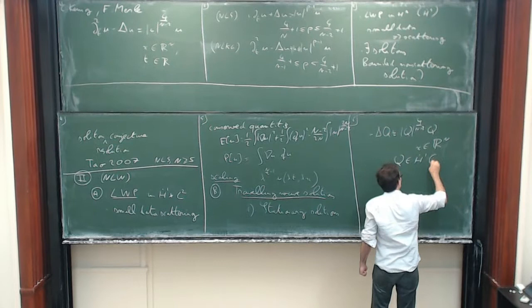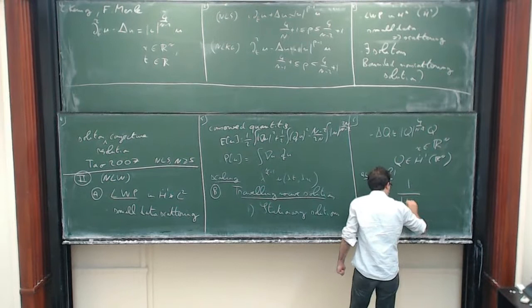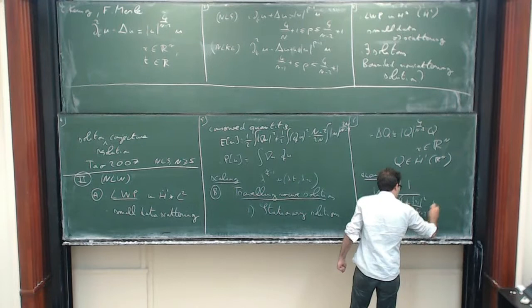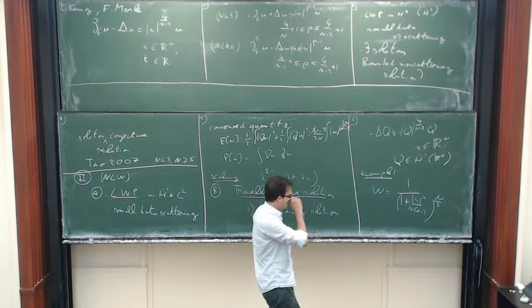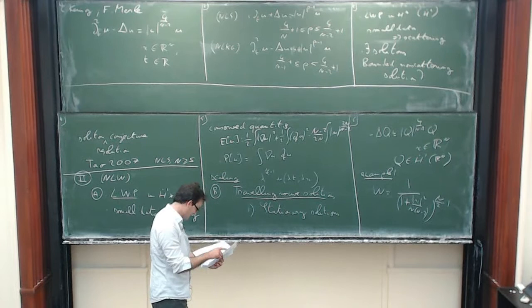The first example is an explicit one, and it's radial. It's W(x) equals (1 plus |x|^2 over n(n-2))^(-(n-2)/2). I'm always used to doing everything in dimension 3, and in dimension 3 it's 1 over the square root of 1 plus |x|^2 over 3.